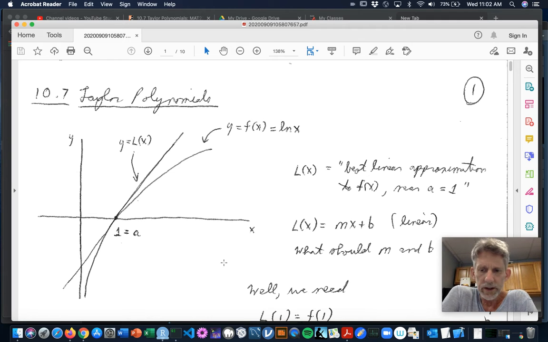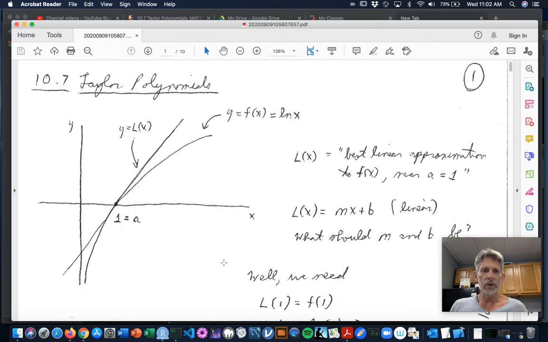Hey everybody, Dr. White. Continuing our discussion of sequences and series, but we're going to back off of infinite series for a moment and talk about polynomials, using them to approximate functions.